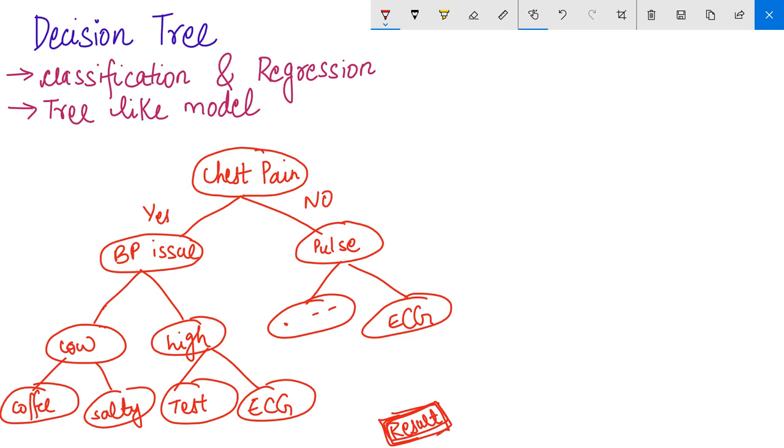So this is how, on a daily basis, each and every one of us takes decisions; in some way or other we do something like this. We just don't make a tree or a flow chart like this, but we do, right?